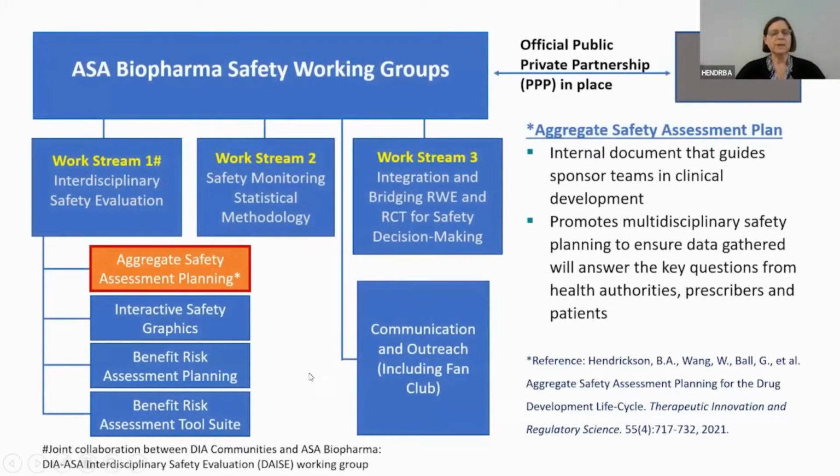I'm presenting today on behalf of the Aggregate Safety Assessment Planning Task Force, which is one of multiple task forces that are a joint collaboration between the Drug Information Association communities and the American Statistical Association Biopharma Group. The ASA Biopharma Safety Working Groups are an official public-private partnership with US FDA.